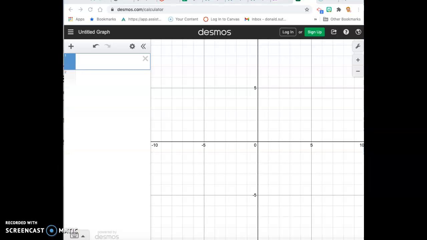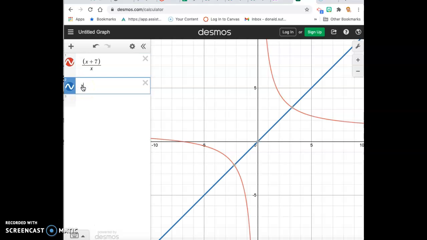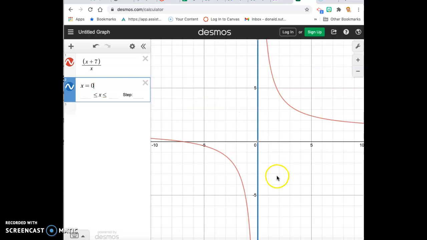So let's go to Desmos and let's try graphing this. We're going to graph x plus 7 over x. So I know two things now. I know the bottom of this has an x in it, so that means I've got a vertical asymptote at x equals 0. It's going to get really close to that x equals 0.